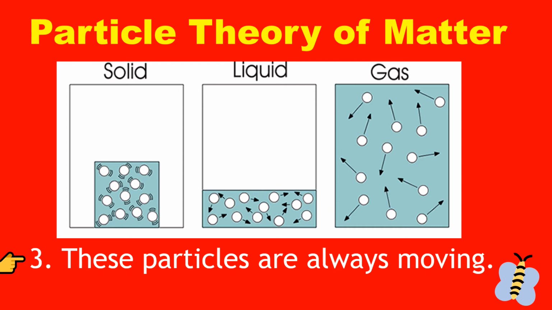Okay, the third idea of the particle theory of matter is the idea that these particles are always moving. This explains why perfume spreads throughout the room. Have you experienced or questioned why food coloring, coffee, salt, or sugar scatter throughout water without mixing it? This is because the particles of matter are always moving.